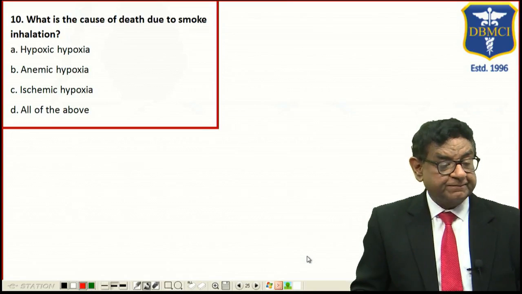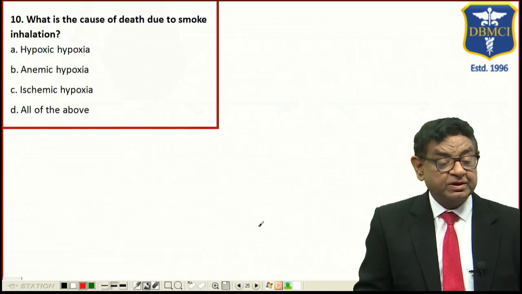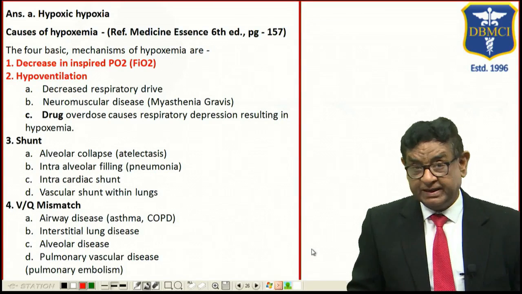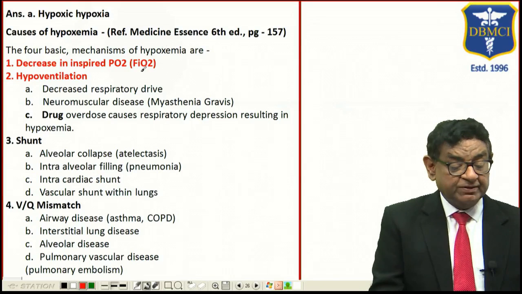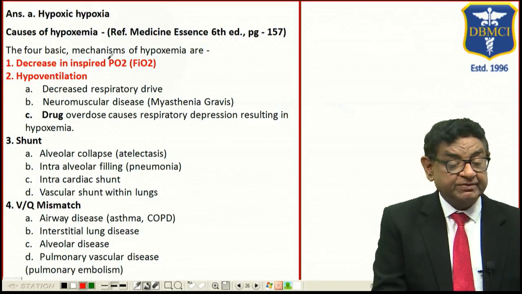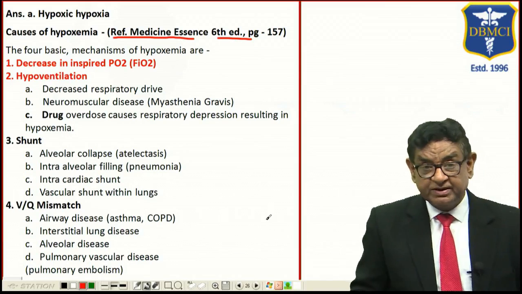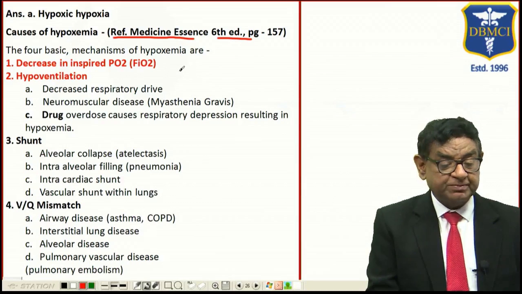Question number 10. The cause of hypoxia in death due to smoke inhalation is? Answer is hypoxic hypoxia. Again, this question is from our Essence book. References are given in all the questions with page number. In fact, before I discuss this question, let me tell you some basic concepts.